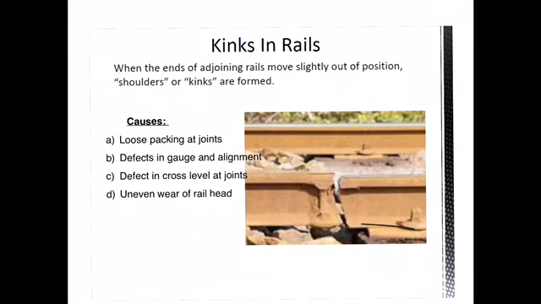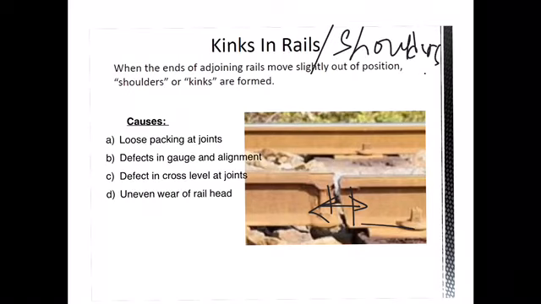The next defect is kinks in rail. As you can see here, one part of the rail section has moved apart. When the ends of the adjoining rails smoothly slide out of position, that defect we call kinks in rail or shoulders in rail. Now what are the causes for the occurrence of kinks in rail? This can occur because of loose packing at the joints.